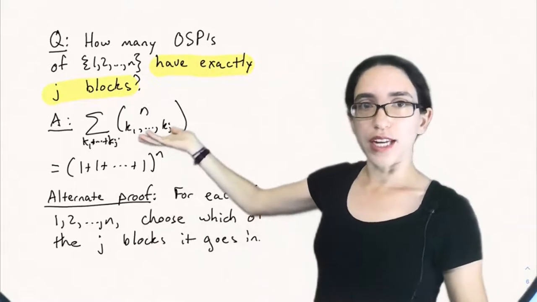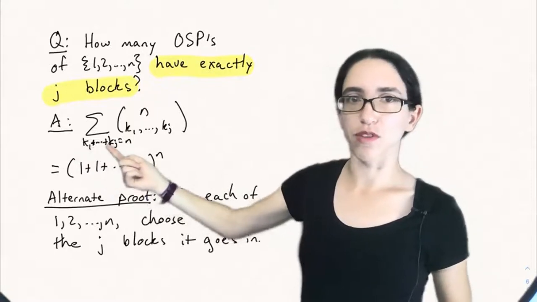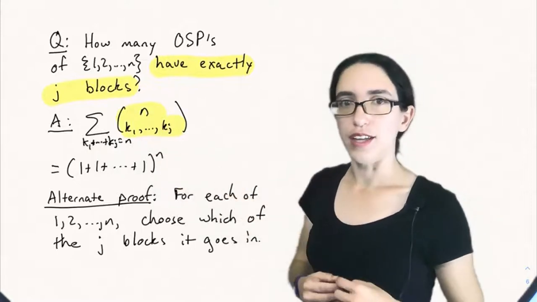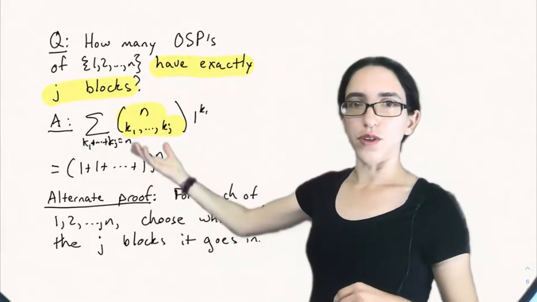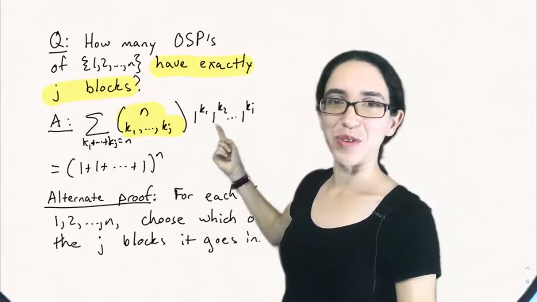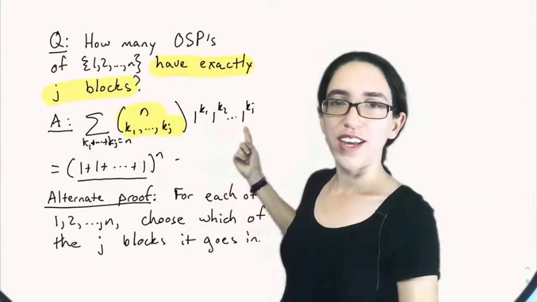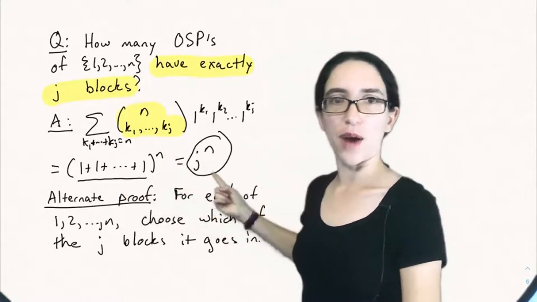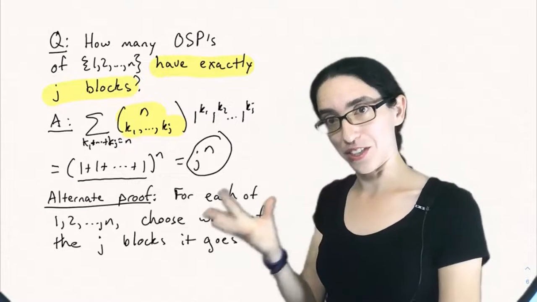Well, we can think of it as summing over all possible sizes, just doing casework. By the addition principle, we're going to sum over all possible tuples k1 through kj that sum to n of the multinomial coefficient n choose k1 through kj. That should be the total. Now we can also multiply by 1 a bunch of times: multiply by 1 to the k1 times 1 to the k2 up to 1 to the kj. That's plugging 1, 1, 1, 1, 1 into the multinomial theorem. And so we get 1 plus 1 plus 1, j times, raised to the nth power, which is j to the n.